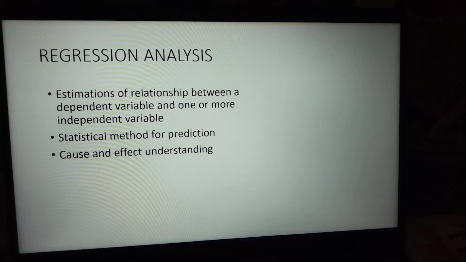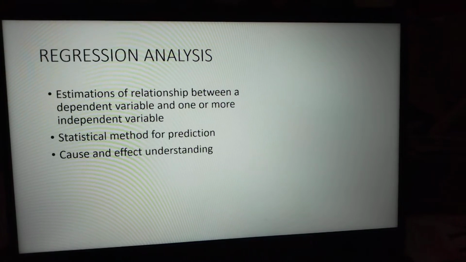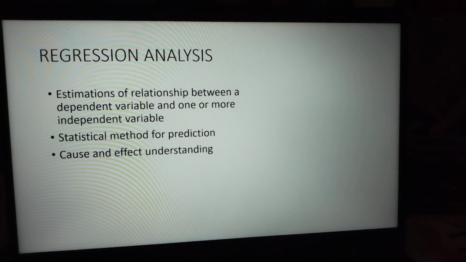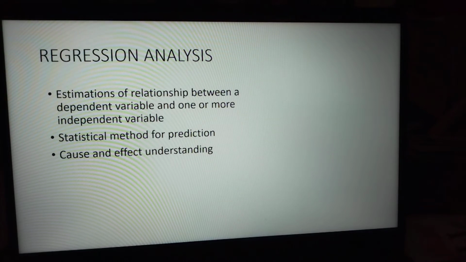So first of all, we should learn about the regression analysis. Regression analysis is what? It is the estimation of relationship between dependent variable and one or more independent variable. Means it is a statistical tool, a statistical method for predicting the relationship between dependent variable and independent variable. And with the help of regression analysis, we are also going to understand the cause and effect between dependent variable and independent variable.